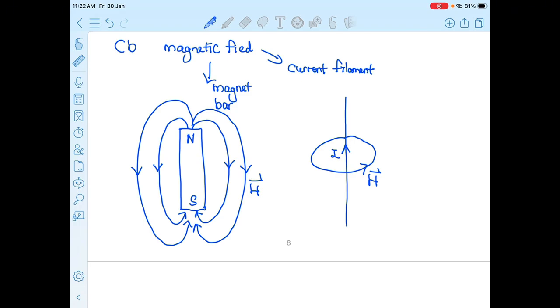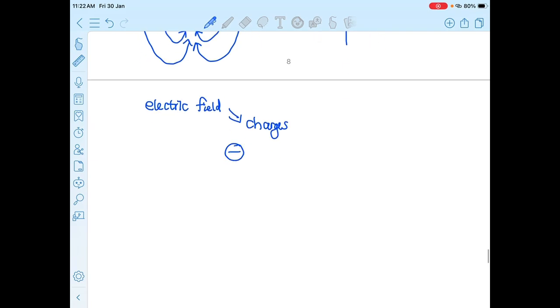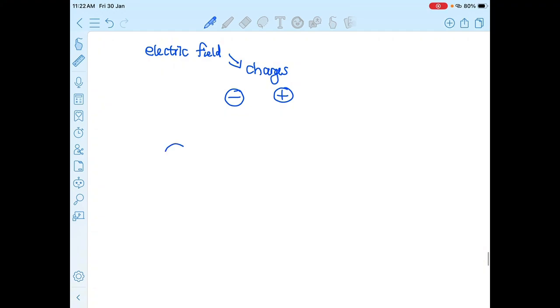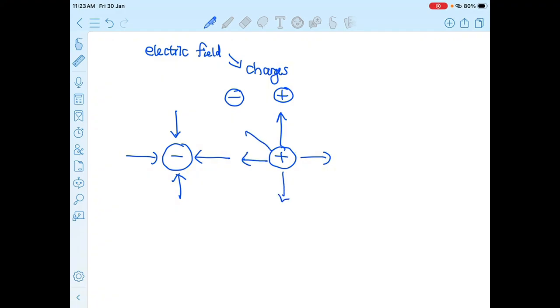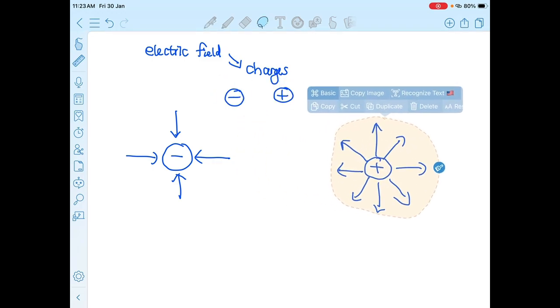Okay, so for the electric field, it comes from charges. So you can have negative charge, you can have positive charge. If it is a negative charge, your electric field will be inward, surrounding the negative charge. And if it is a positive charge, the electric field will be outward. So this is when we consider these charges separately, so I don't put them together.